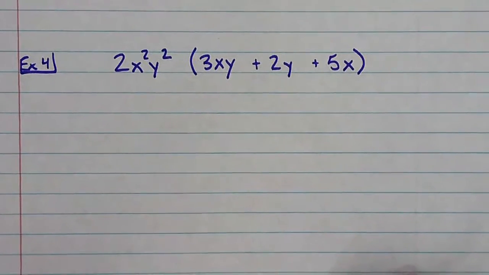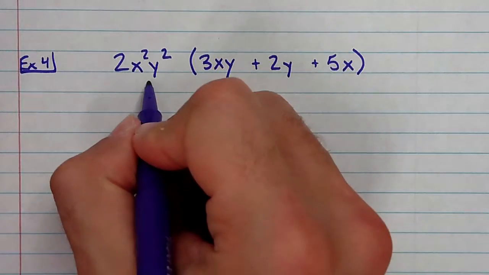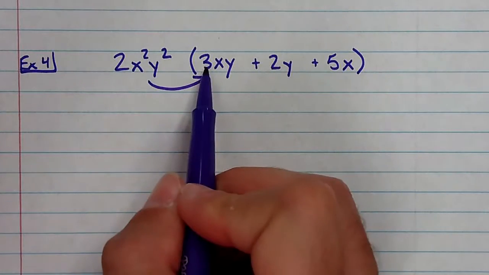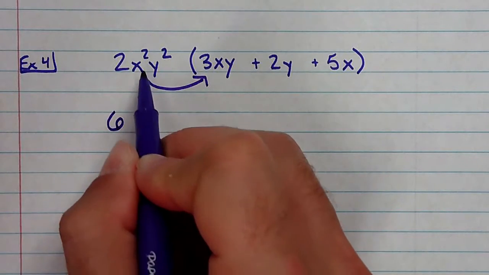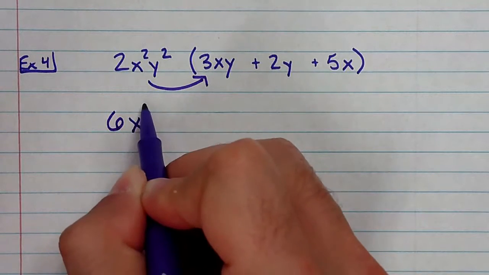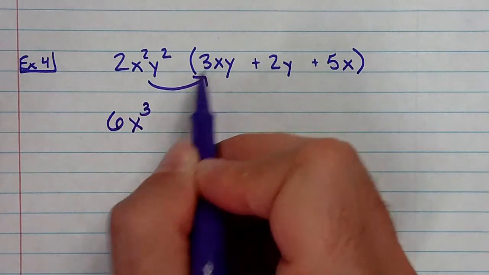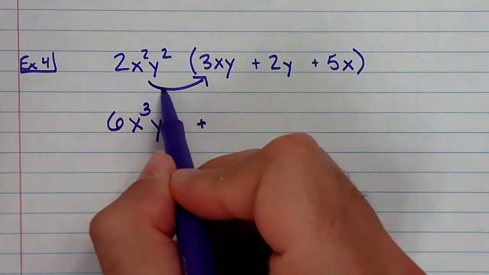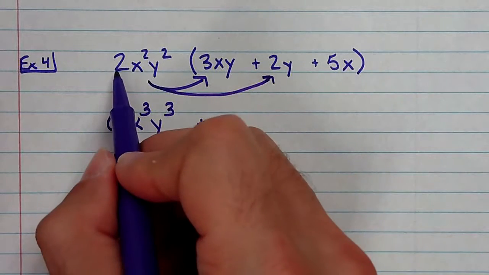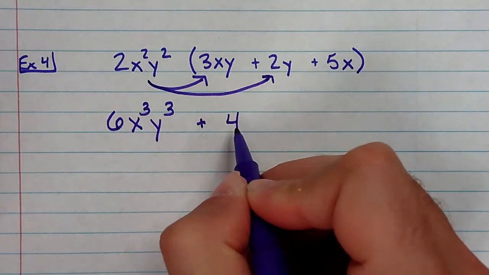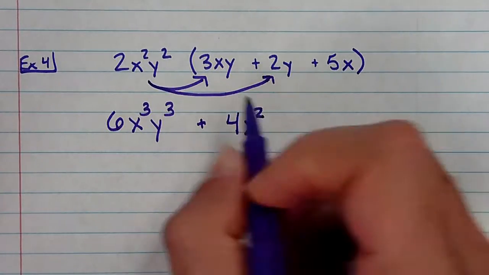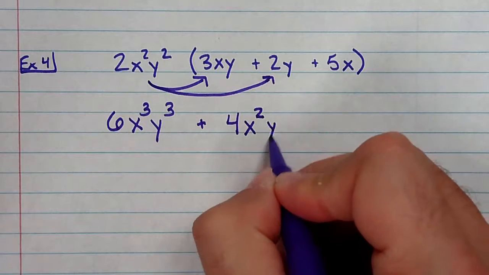And our final example, example 4. I'm going to distribute. I'm not going to write the intermediate step. I'm going to just do my math. 2 times 3, 6. X squared times x, x to the third. Y squared times y, y to the third. Plus, I'm going to multiply by this term. 2 times 2 is 4. X squared, nothing to multiply it by, so it stays x squared. And then y squared times y is y to the third.